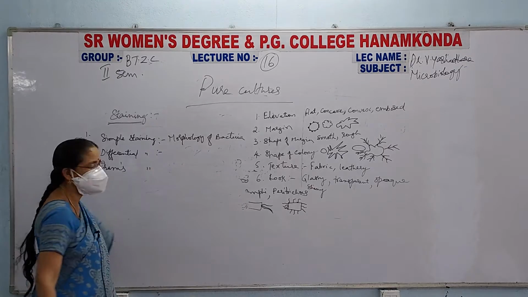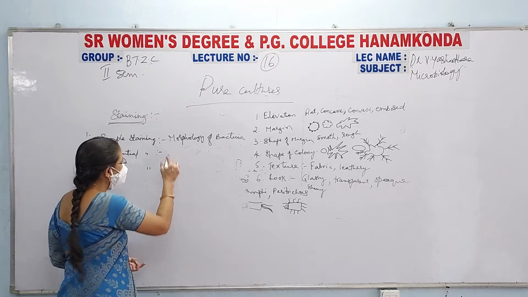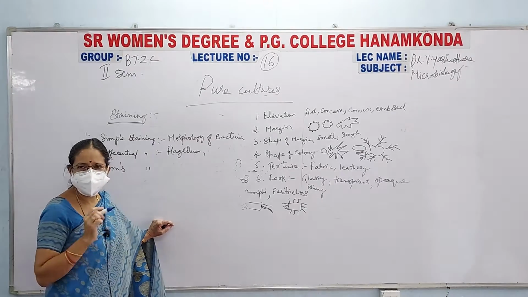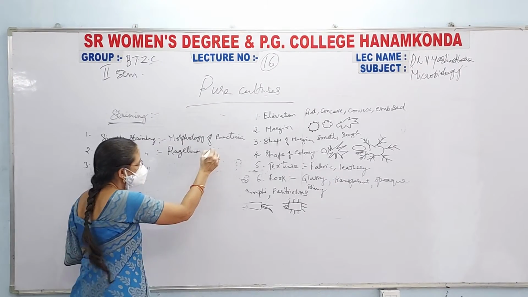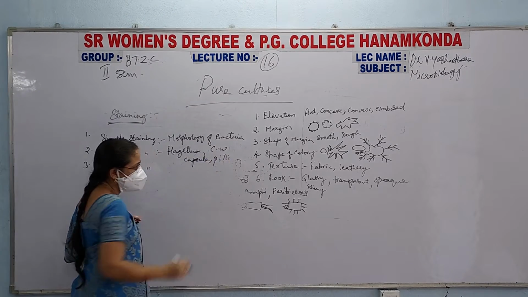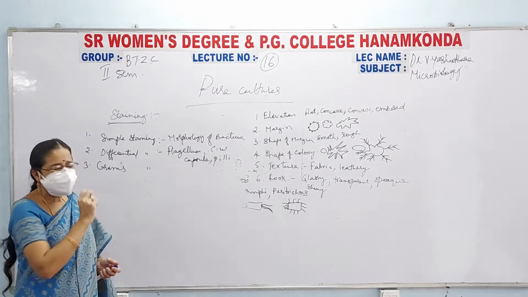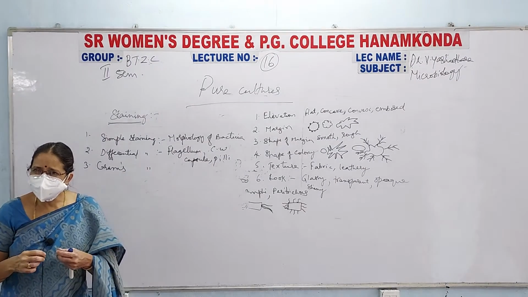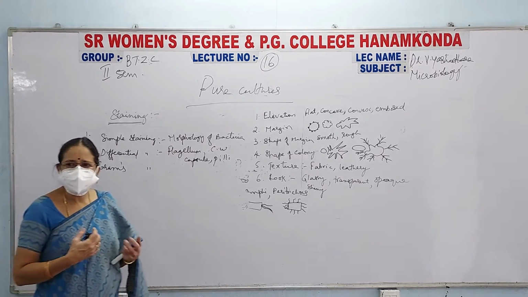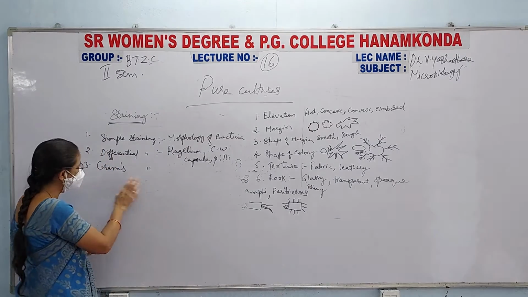Coming to differential staining. This helps in staining each organ differently. For the identification of flagellum, cell wall, capsule, pili, whatever organ you want to identify and observe, go for differential staining. Each organ will be stained with a different color, and you can easily observe and study each organ separately and clearly.